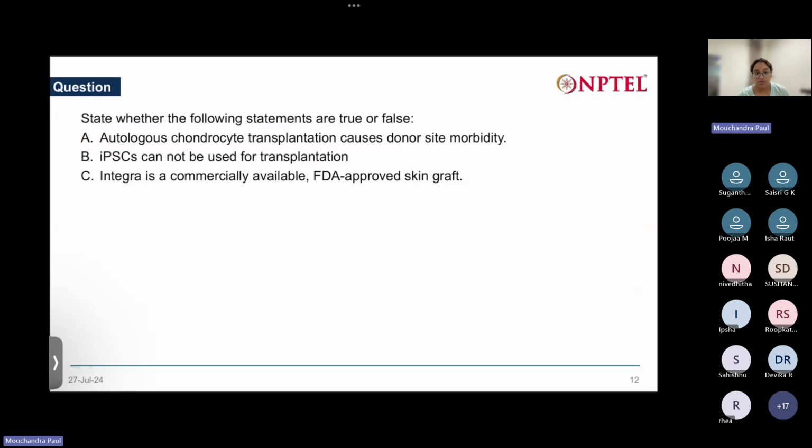Yes, this is the next question. You guys have to answer which of the following options are true and which are false. Option A says the autologous chondrocyte transplantation causes donor side morbidity. Is it true or false?